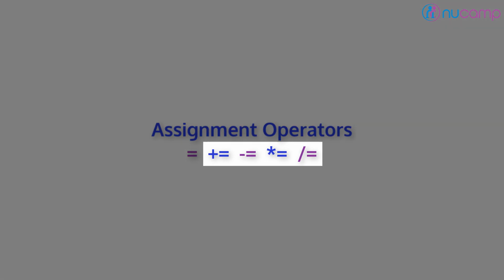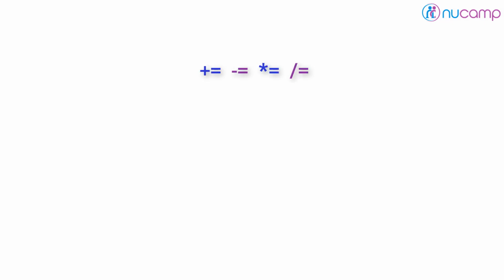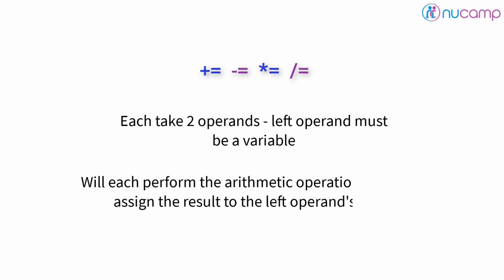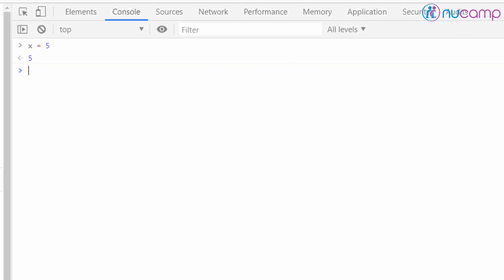These 4 operators combine the assignment operators with the arithmetic operators. They each take 2 operands. The left operand must be a variable. They will each perform the arithmetic operator first, then they assign the value of that operation to the left operand. So for example, before we did x = x + 3, if we use this addition assignment operator, then we can write the same code like this, x += 3. That adds x and 3 together, then assigns the result to x.